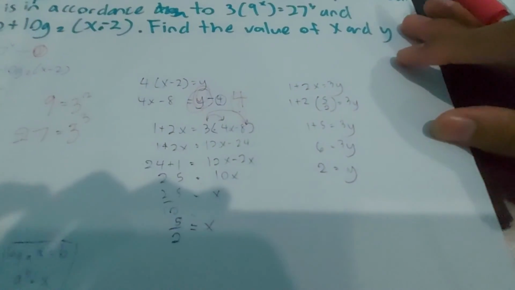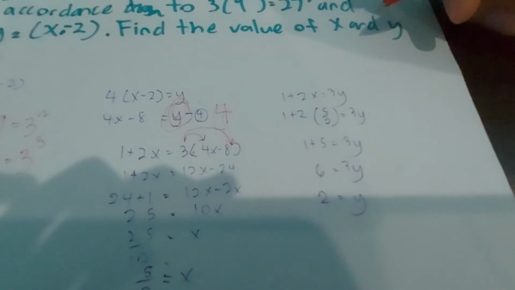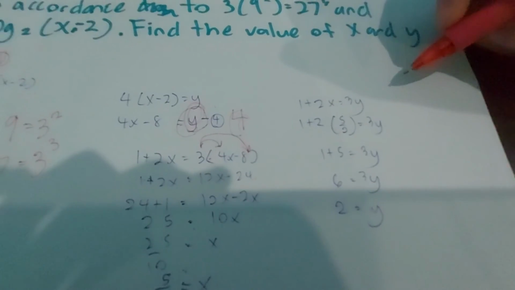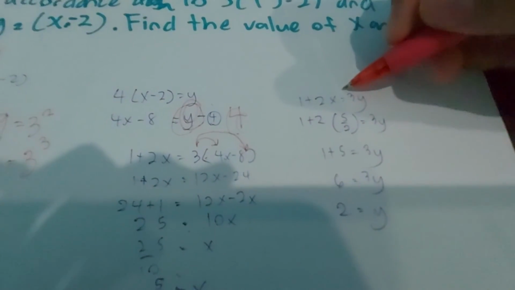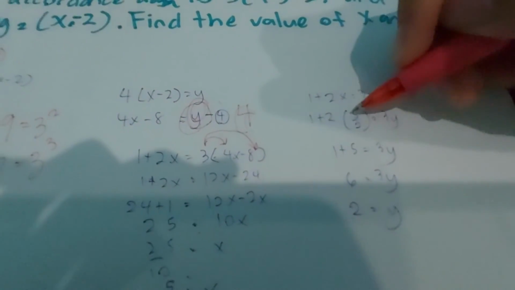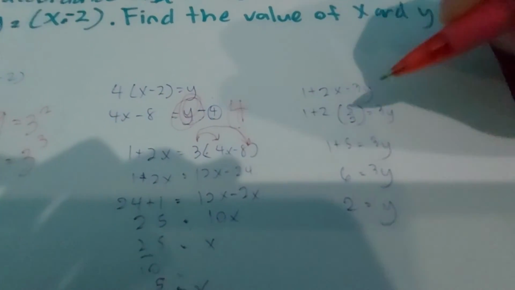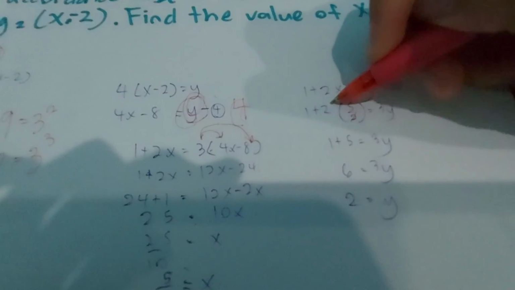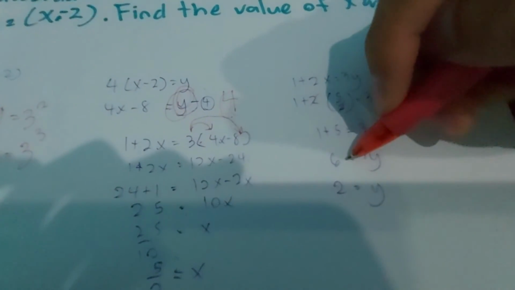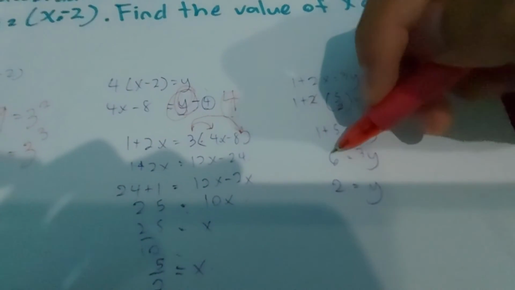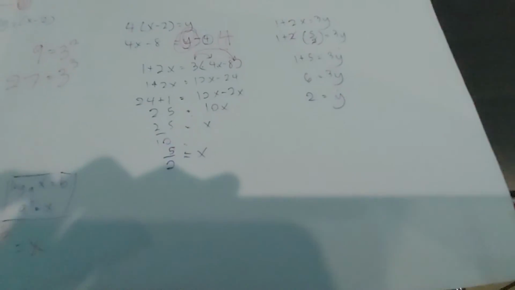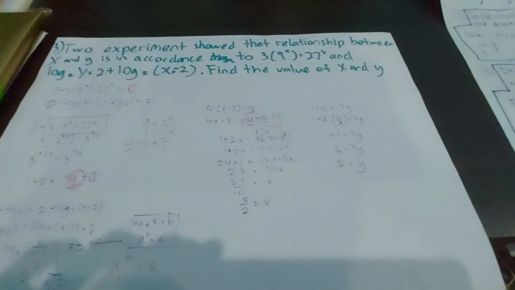And then simply plug in the value in any equation you have. Okay, 1 plus 2 in bracket 5 over 2 equal to 3y. These two can be cancelled out, and we got 1 plus 5 equal to 3y. 1 plus 5 is equal to 6 equal to 3y. 6 divided by 3, you get 2 equal to y. So that is how you answer this kind of question.